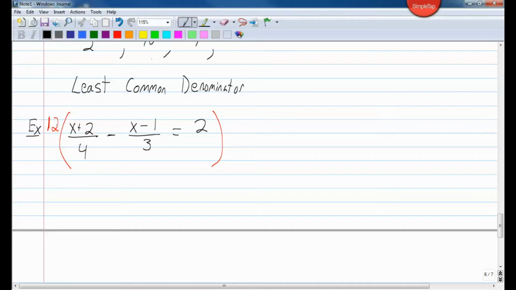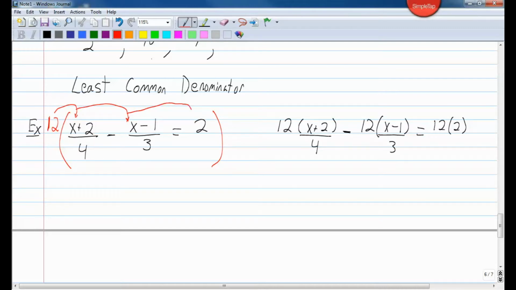So we want to think about this like I'm saying 12 times this first term, so it's like 12 times (x + 2)/4 minus 12 times (x - 1)/3 equals 12 times 2. It is a very common mistake for students to forget to multiply both sides of the equation by 12. It would be very easy for me just to write a 2 on this right side of the equation and forget. Another common mistake, sometimes students will not put parentheses if they're going to write a number in front.